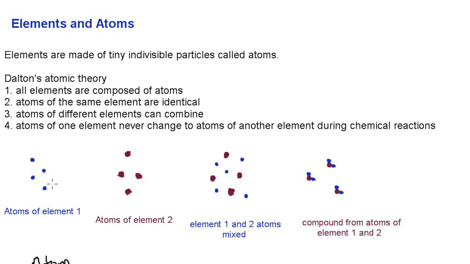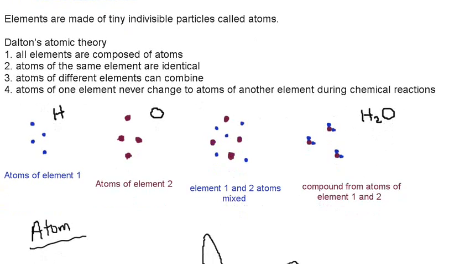So let's say the atoms of element 1 are hydrogen atoms, and the atoms of element 2 are oxygen atoms. We can get these two elements, put them together, and form a compound called H2O, and this is water. Water is made from one oxygen atom and two hydrogen atoms. Okay, so that's Dalton's atomic theory.